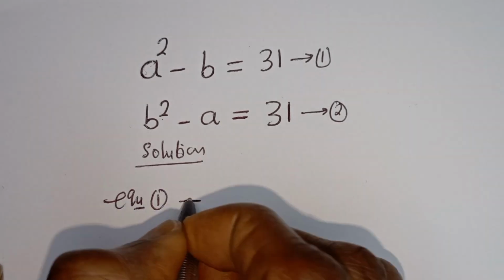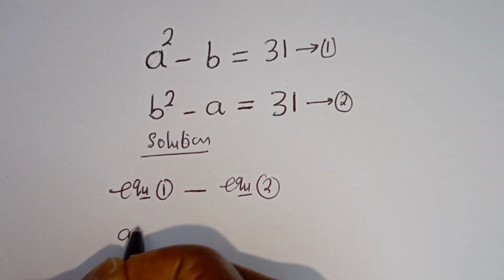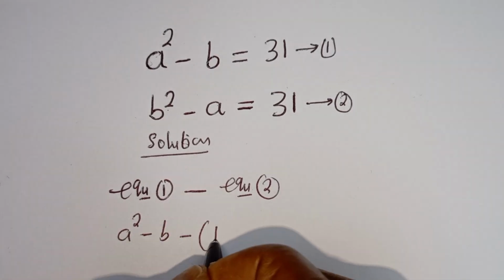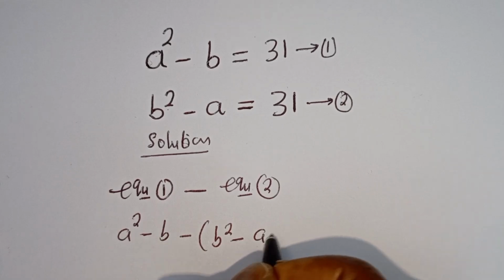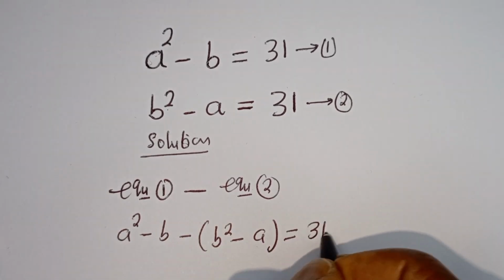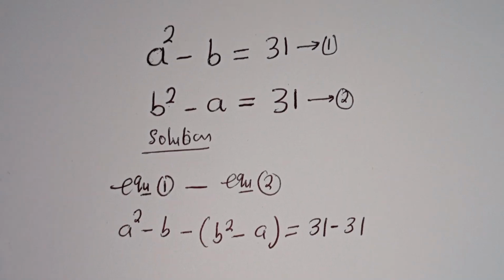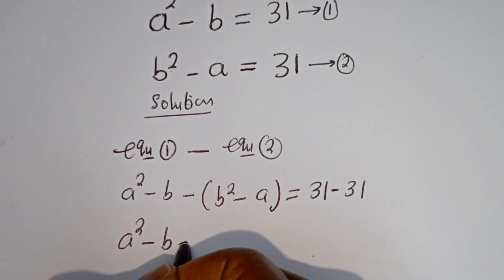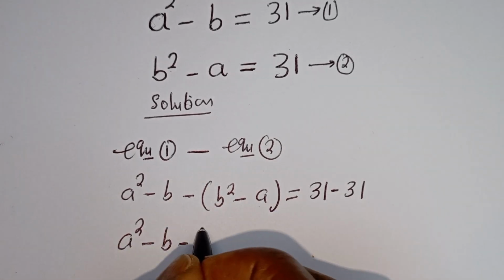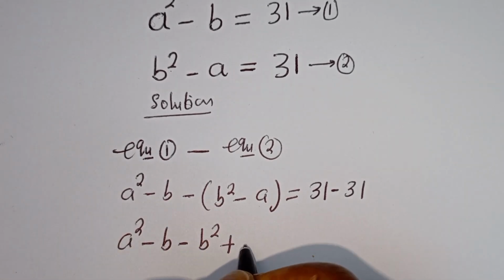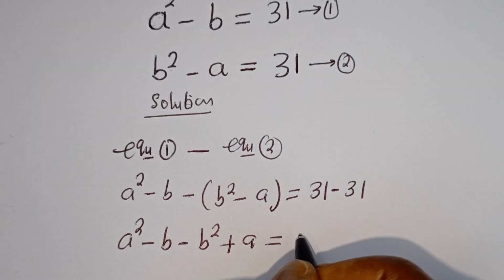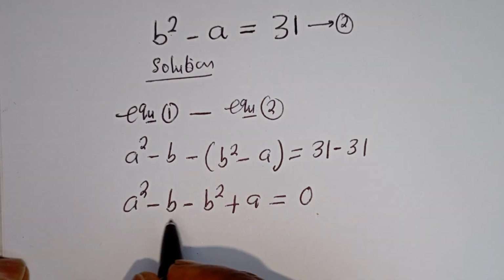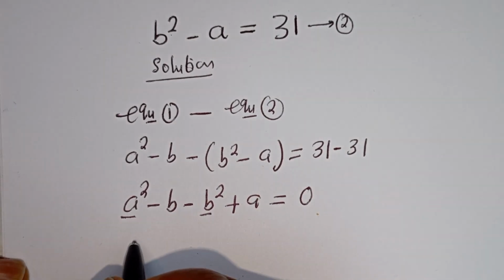from equation 2. That is a squared minus b minus b squared minus a is equal to 31 minus 31. Then this is a squared minus b minus, let's open bracket with this negative. We have b squared plus a is equal to 31 minus 31. This is 0.